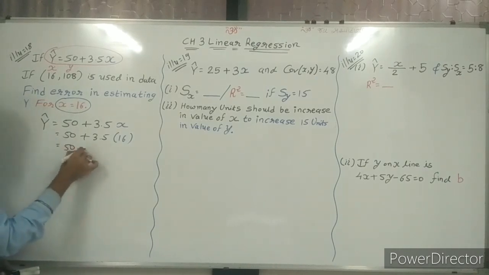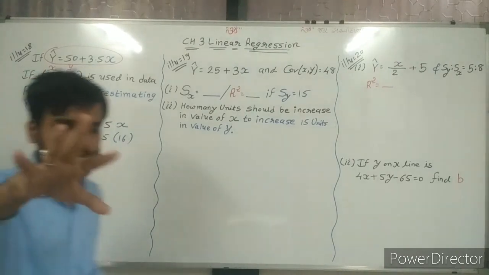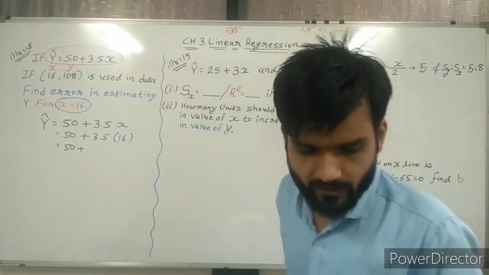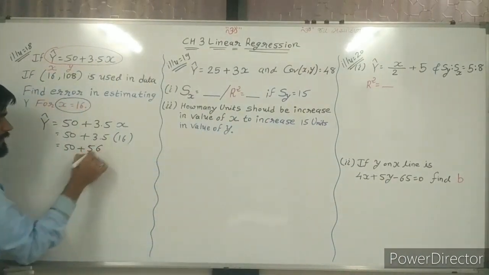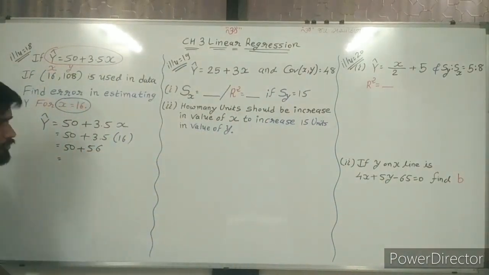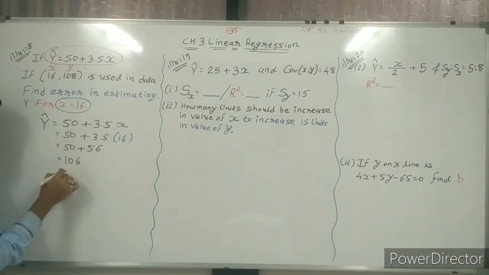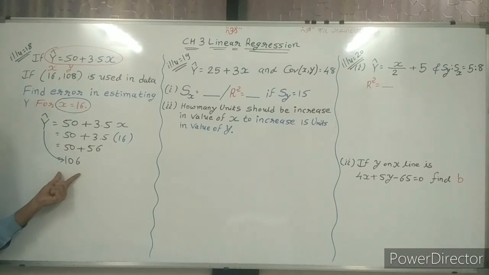Now 50 plus 3.5 into 16, that you have to do in the calculator. If you multiply 16 into 3.5, you will get 56. So the answer is 56. Now make the total of these two: 50 plus 56. The answer is 106. Now sir, this is the value of y cap. This is the value of y cap, 106.